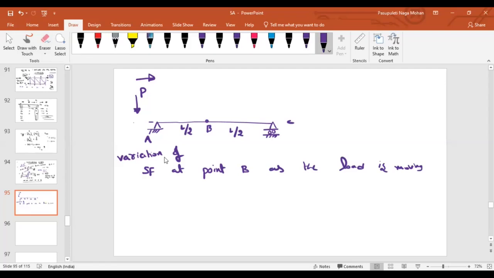That means here, which one is loading, which one is constant. In this case, the load is moving, and because of that moving, how the shear force is changing at point B, that is what your ILD, influence line diagram, is. As the load is moving over the beam, how the shear force changes at a point. So whenever I am talking about ILD, I am talking about a point, always remember.